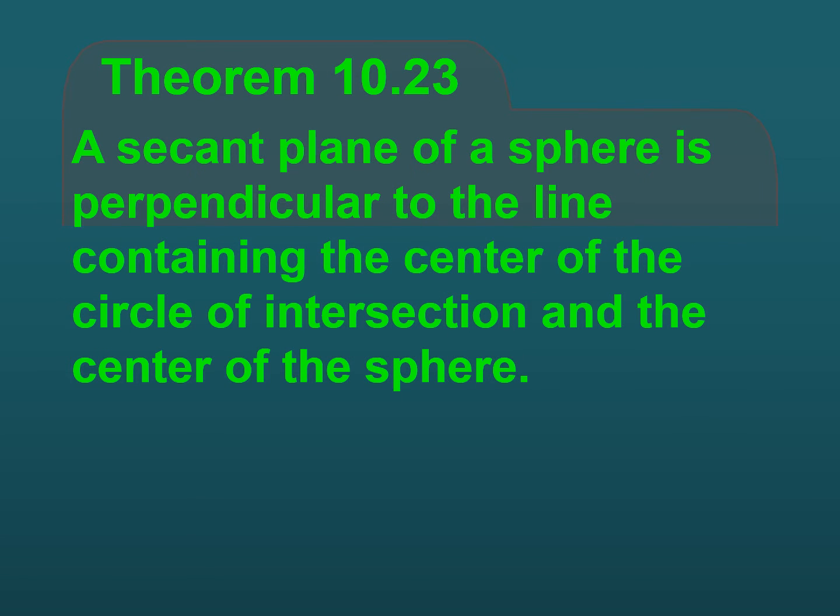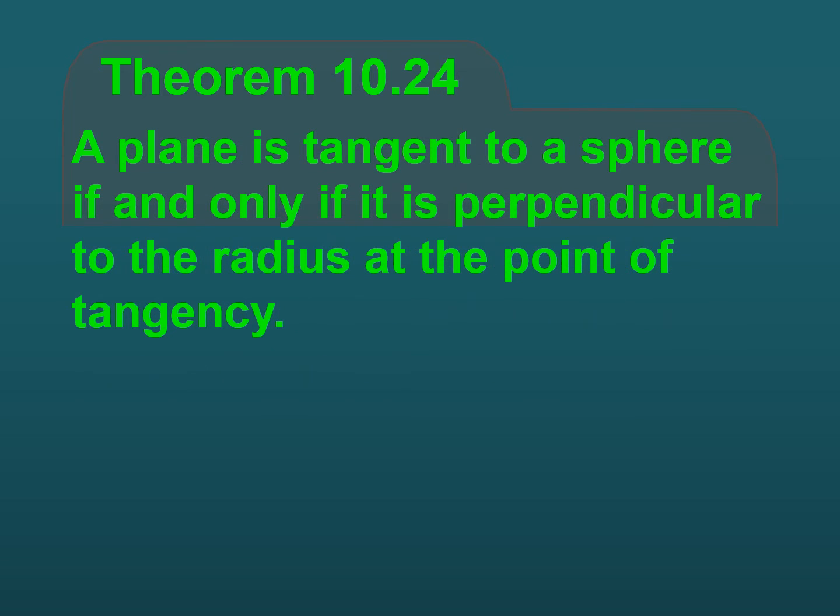A secant plane of a sphere is perpendicular, which means it intersects at a 90-degree angle, to the line containing the center of the circle of intersection and the center of the sphere. The next theorem says that a plane is tangent to a sphere if and only if it is perpendicular to the radius at the point of tangency. That means the point of tangency and the radius are going to be perpendicular, so if you were to connect them, they would connect at a 90-degree angle.